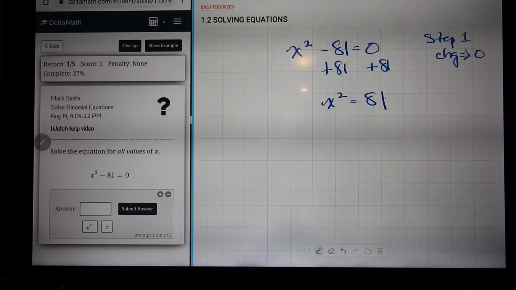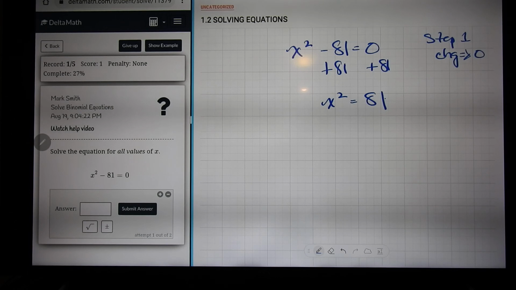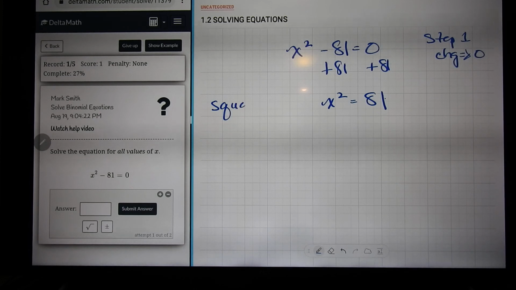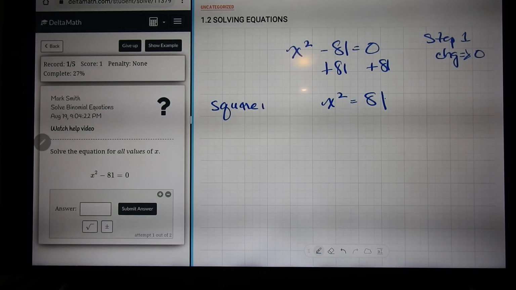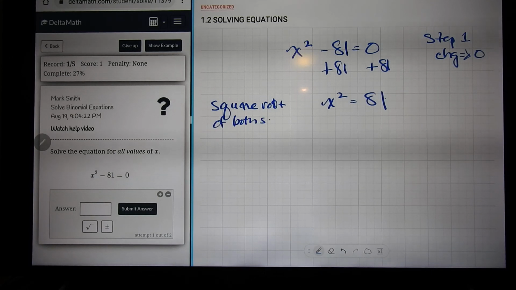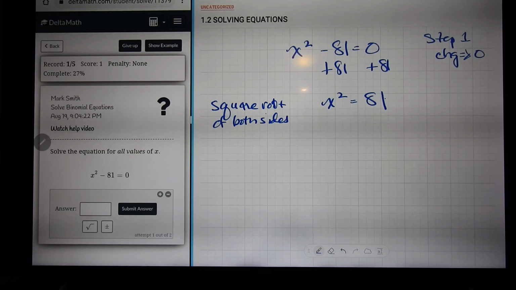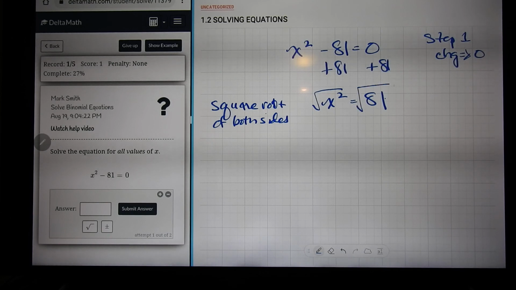All right, now when we have an x squared, how do we solve that? All right, we solve that by taking the square root of both sides. All right, it's another property of equality. If you take the square root of both sides, it's all right. So we're going to draw that.